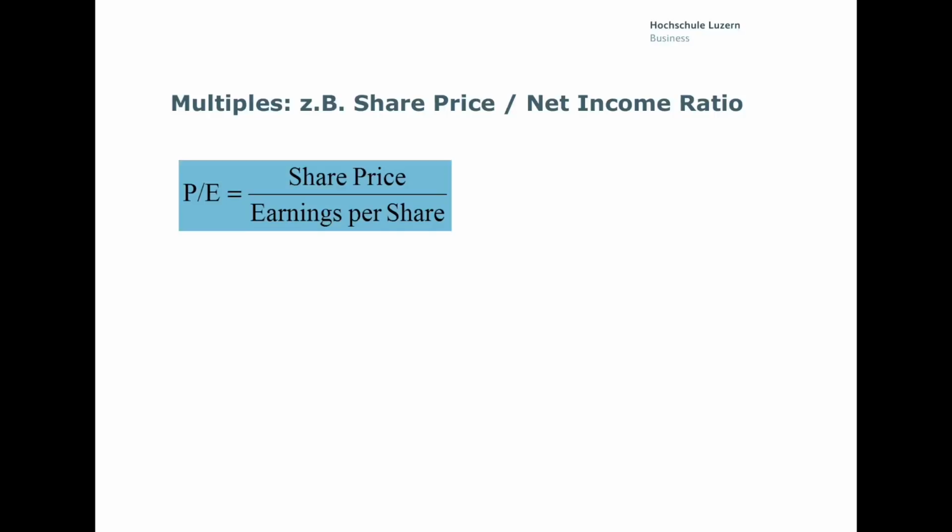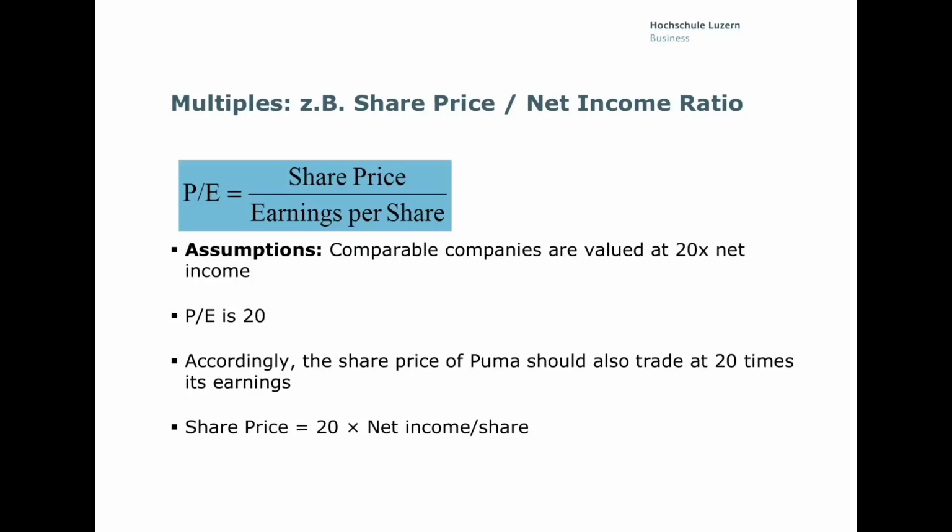The most common multiple applied in the valuation of stock is the PE multiple. It is used to compare a company's market value with its earnings. Computationally, the PE multiple is the ratio of share price and earnings per share. Now assume that comparable companies to Puma are valued at 20 times the net income. This implies a PE ratio of 20. Accordingly, we expect that the share price of Puma will trade at 20 times its earnings.